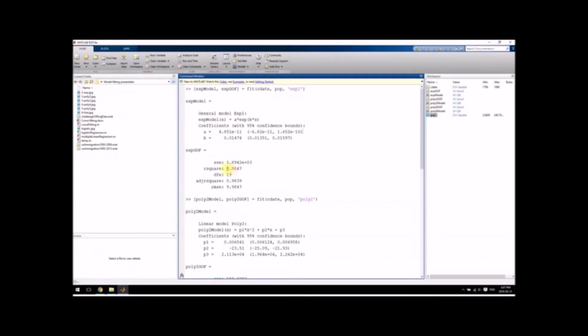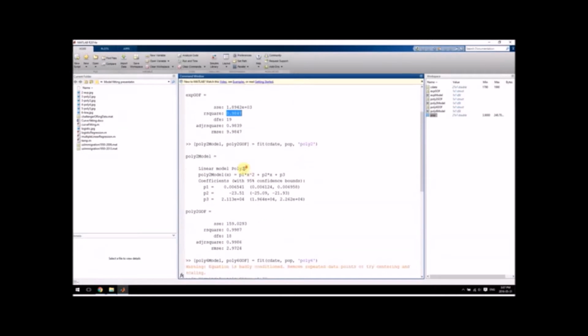But one more thing I want you to take a look at here is the R-square statistic in this goodness of fit object. So the R-square is a number between 0 and 1. It's just a measurement of how well the model's predictions actually correlate with the data that we gave it. So 1 is the best, and this model has an R-square coefficient of 0.98, which is very good.